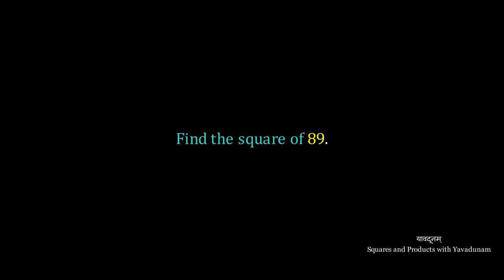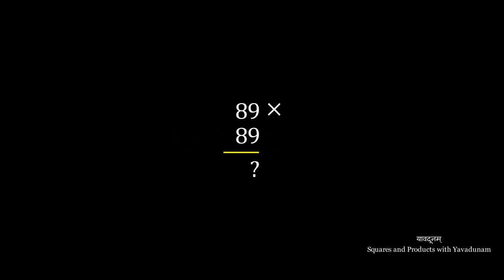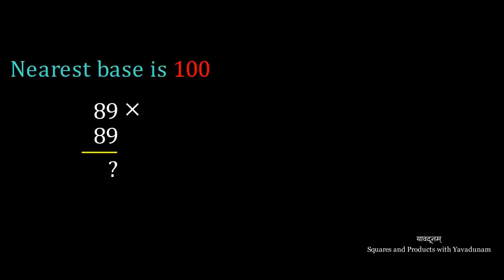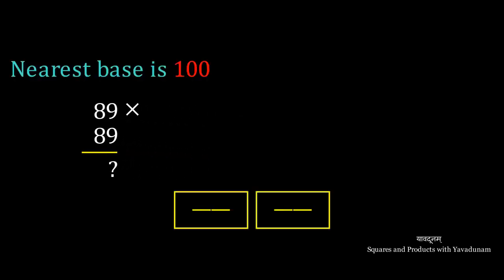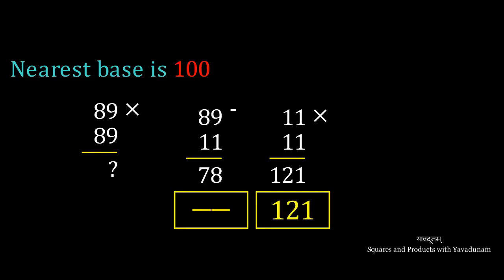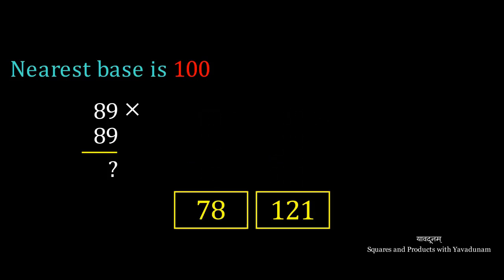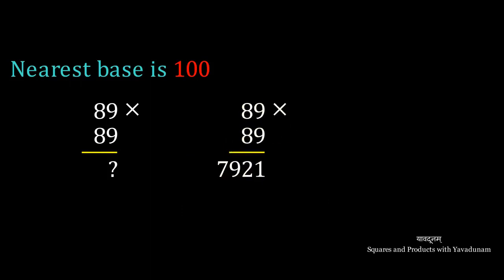And the square of 89. As usual, the nearest base is 100. 89 is 11 less than 100. And the square of 11 is 121. We now note that this is 3 digits and 100 has only 2 zeros. We further reduce 89 by 11 to get 78. Now when we combine these, we need to carry the extra 1 and we get 7921 as the answer.